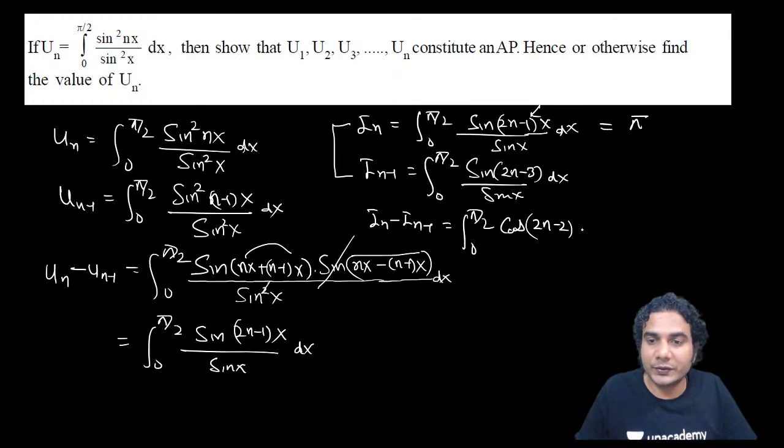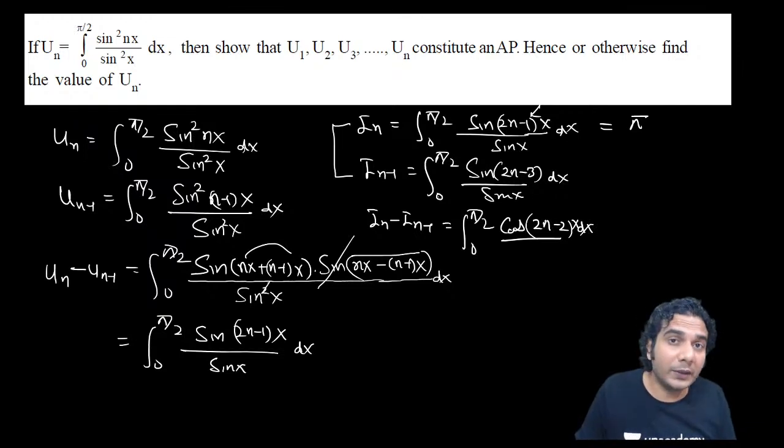So that is sin x upon sin x. Sin x will get cancelled, and the integral of this between 0 to pi by 2, this is x. So the integral between 0 to pi by 2 is coming out to be 0, because you can see 2 is there, 2 times of (n minus 1). So sine of 2 times (n minus 1) x, if you put pi by 2, it will become sine of an integral multiple of pi, and sine 0 is 0. So this will be 0.